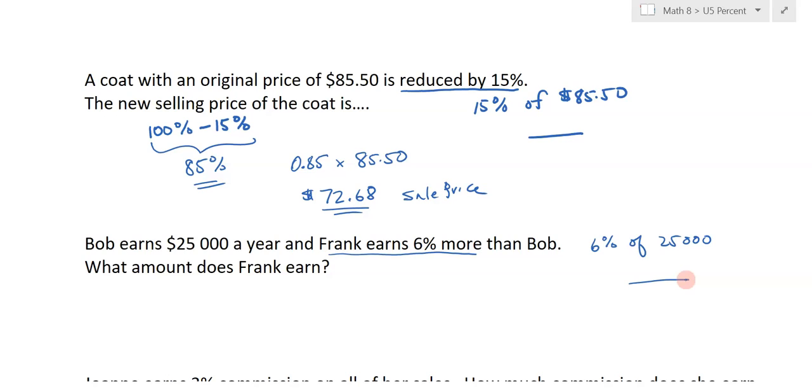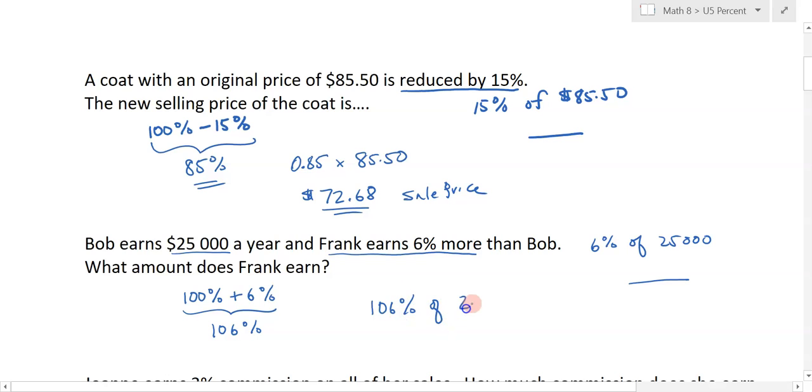But we could take it to the next level and say, okay, Bob earns 100%, the total, right? The starting point. This is the 100%, because Frank earns 6% more than that. So we take the 100% and we add 6%, right? Since it's more than, we're not subtracting, we're adding. So Frank earns 106% of Bob's earnings. So now, instead of finding 6% and adding it, we can just find 106% of 25,000, which is 1.06 multiplied by 25,000.